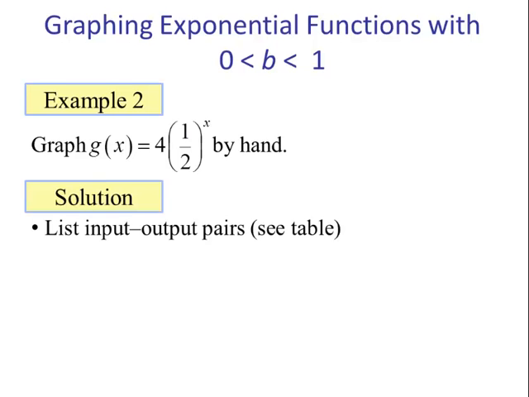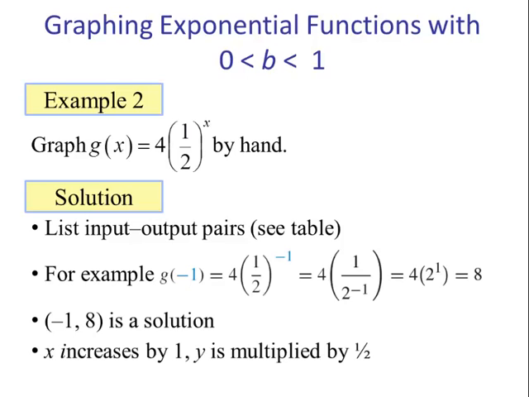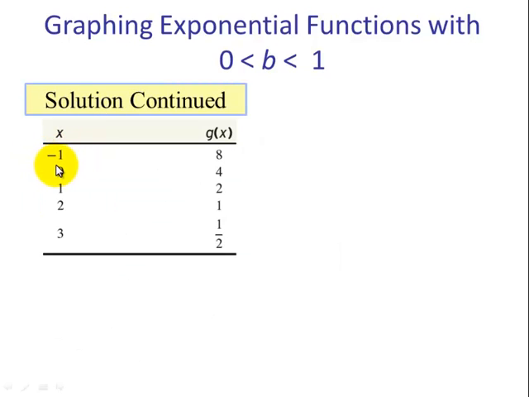Solution: we construct a table of values. For example, if we use -1, g of -1 would be 4 times 1/2 to the -1 power. 1/2 to the -1 power becomes 2, and 4 times 2 is 8. So when x is -1, y is 8. As you'll see on the table in the next slide, as x increases by 1, y is multiplied by 1/2. So as x increases by 1, the outputs are cut in half.